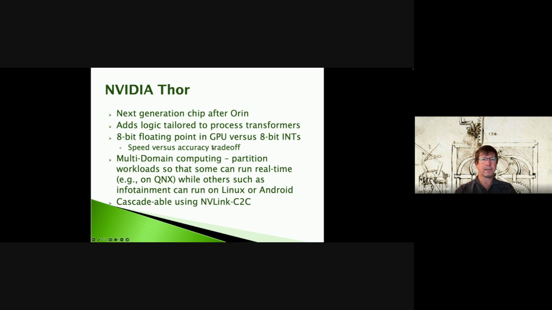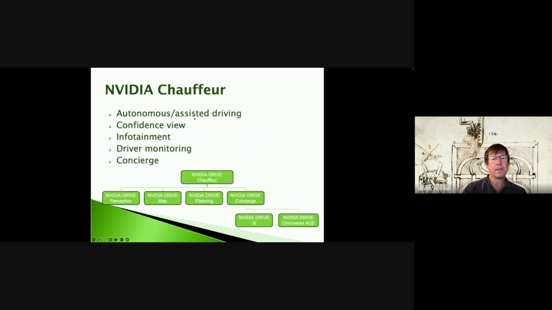So the Thor development kit generally comes with, well, it doesn't come yet. It's still in development, but it will have a pair of chips on it, and each of those chips has many, many cores on it, right? And those two chips are connected via this NVLink. All right, we can circle back and dive into Chauffeur a little bit more, and it's really geared for this autonomous or assisted driving, has this confidence view, infotainment, driver monitoring, and the concierge service.